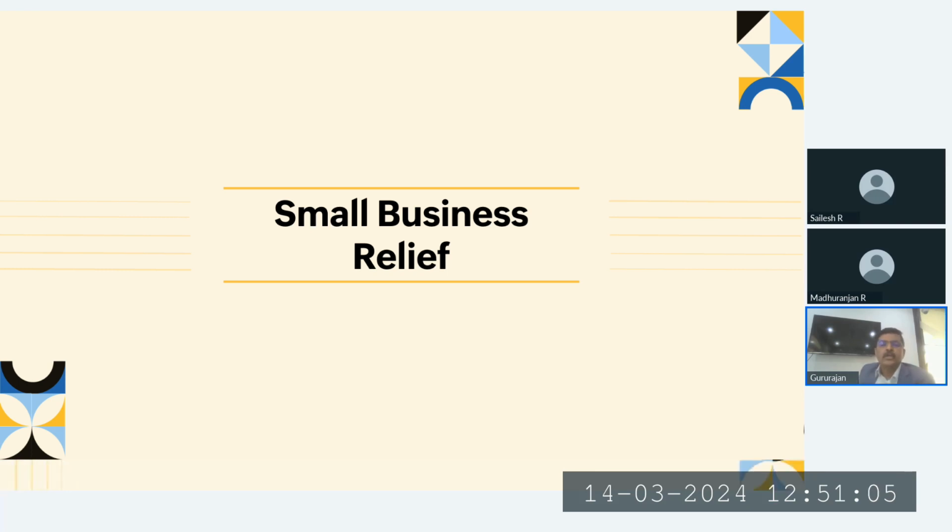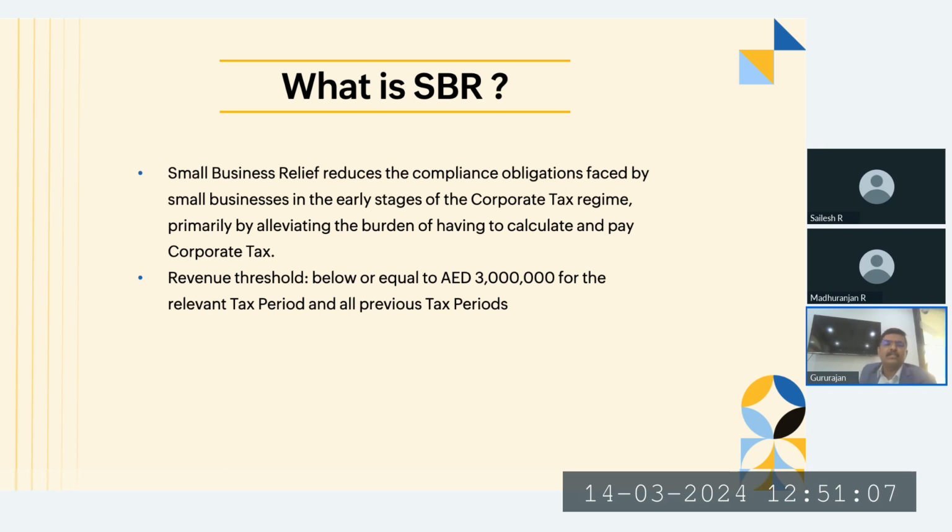Next slide, please. Another condition is that your revenue should not have exceeded 3 million in any of the tax periods. For example, the first year your revenue is 3 million, and the second year you went to 4 million. The third year you came back to 1 million. No, you have exceeded 3 million once already, so definitely you will not be eligible. From the second year onwards, you are not eligible for SBR. What is important here is, if you are a multinational group or a qualifying free zone person, then you are not eligible. You need to be aware of that.